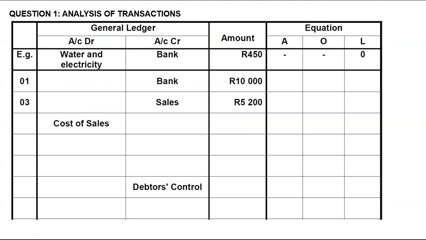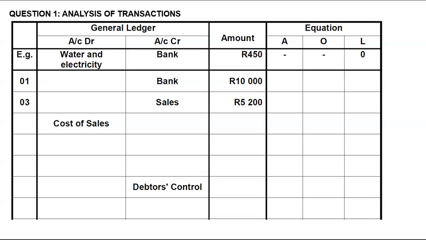Remember, under owner's equity you have 4 things: capital, drawings, income, and expenses. I normally call it DICE, D-I-C-E: drawings, income, capital, and expenses, where drawings and expenses will reduce your owner's equity. That's why we debit anything that is drawings or expenses, and we credit income and capital, because they increase owner's equity. Anything that increases owner's equity will do so on the credit side.